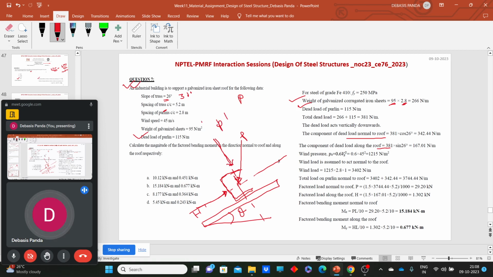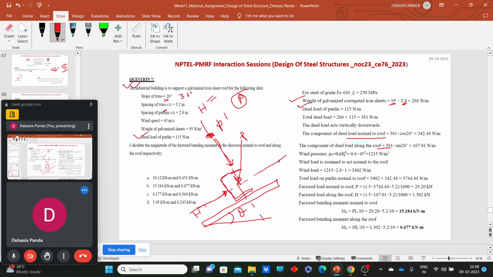And here, perpendicular to the roof, wind load is also coming. So this is the P. First thing, we need to calculate the horizontal and vertical component of P, or more precisely the parallel and perpendicular component of P to the roof truss. So they are coming as this. Now what is the value of H?